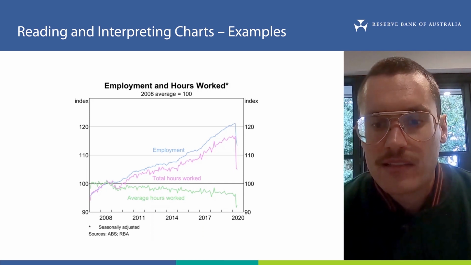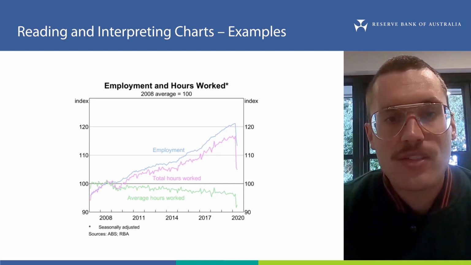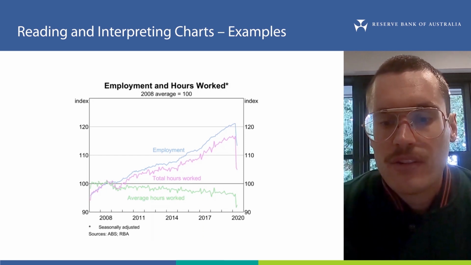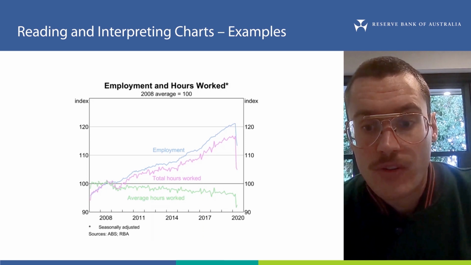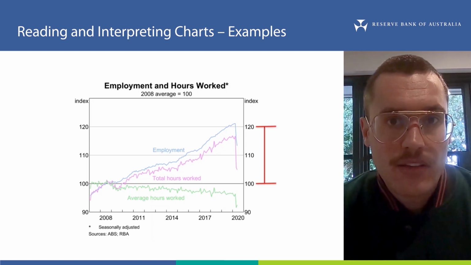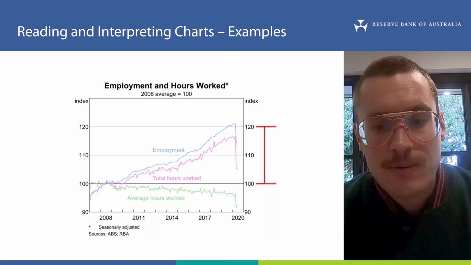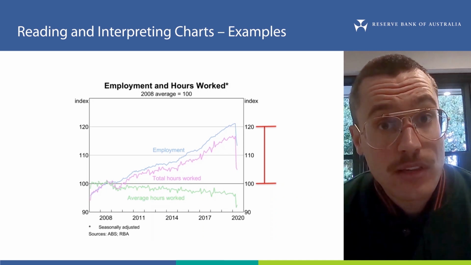Indexing also allows us to quickly calculate cumulative changes since the index period. For instance, if the employment index was at 120 prior to its recent fall, then we immediately know that at that point, employment was 20% higher than its average level in 2008.